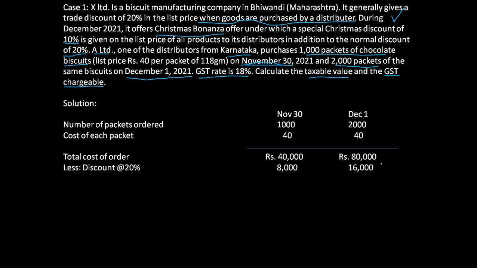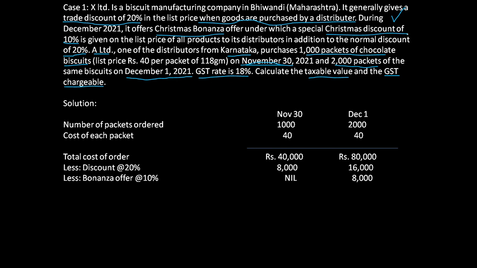Now discount, the general discount, which we saw in the very first line, that trade discount is usually given 20%. So let's deduct 20%. So if we deduct 20% from each of these, okay, then what else can we do? Next, we need to also consider the Christmas discount offer, the Christmas Bonanza of 10%.